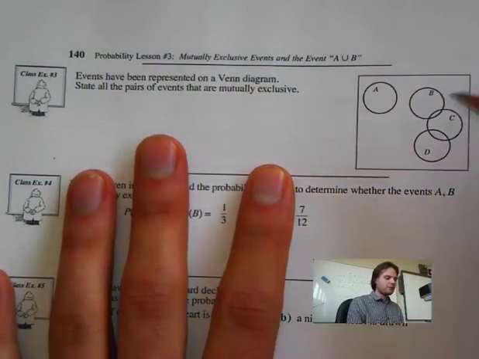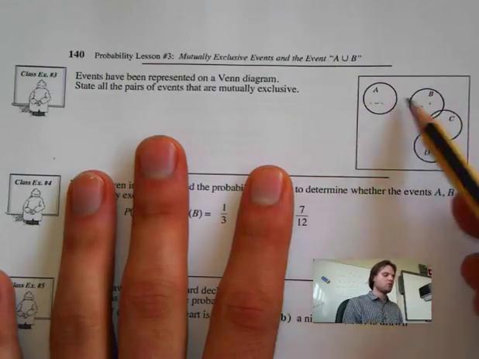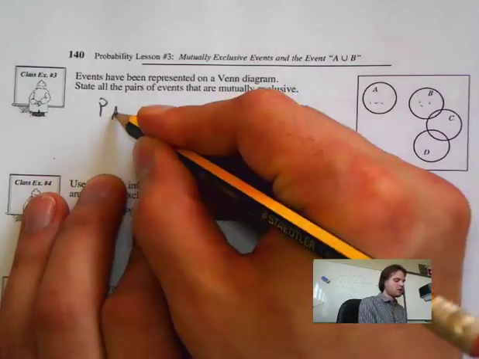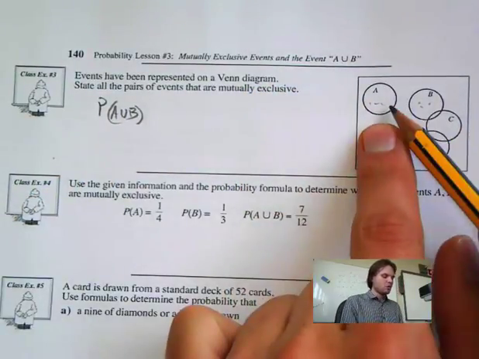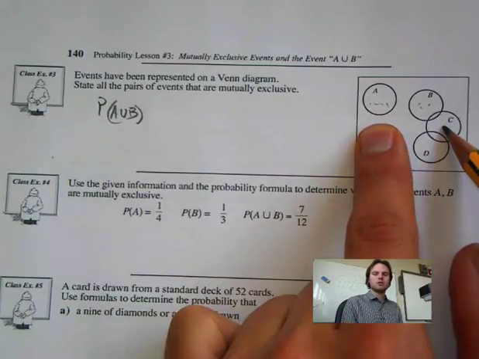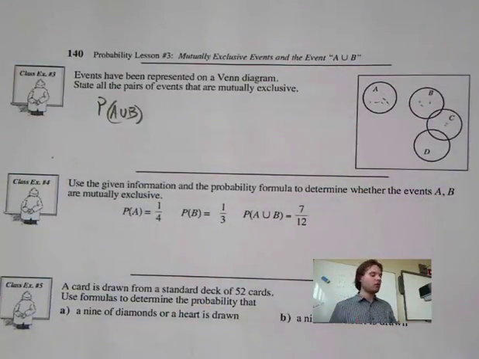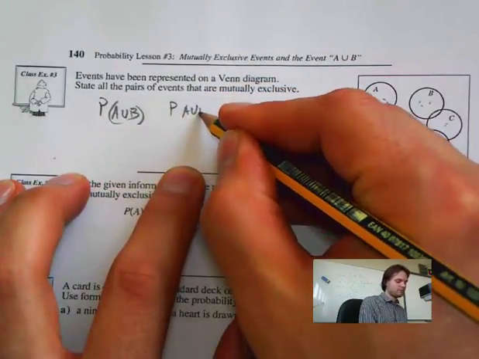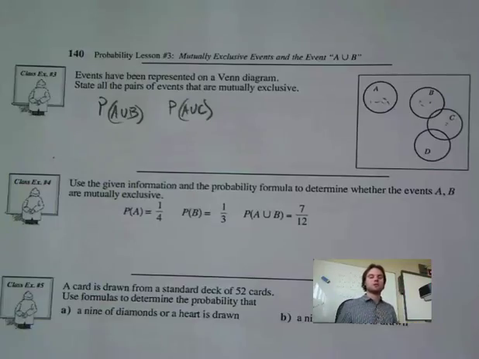Well, we take a look at A. Is A exclusive to B? Is there anything overlapping between A and B? No. So probability of A or B are mutually exclusive. What about A and C? Is there a mutually exclusive there? There's nothing in C that is in A. Therefore, they also are mutually exclusive. So A or C are mutually exclusive.